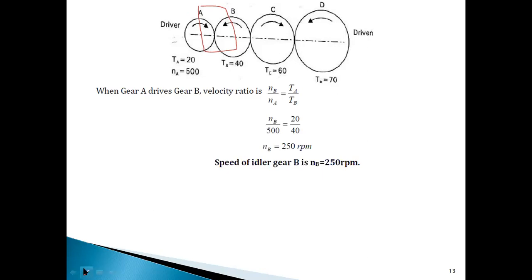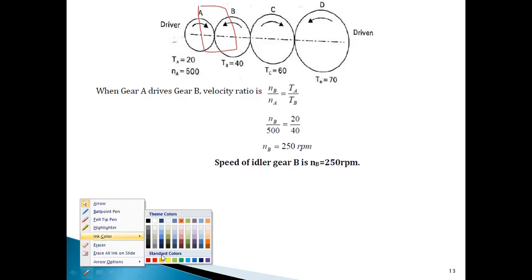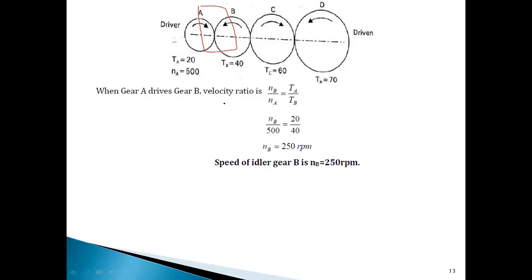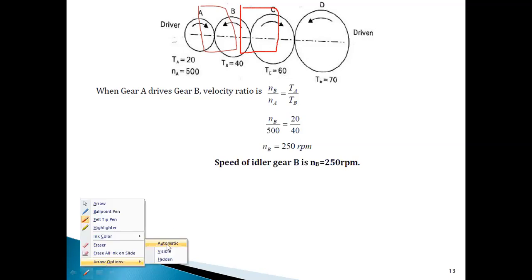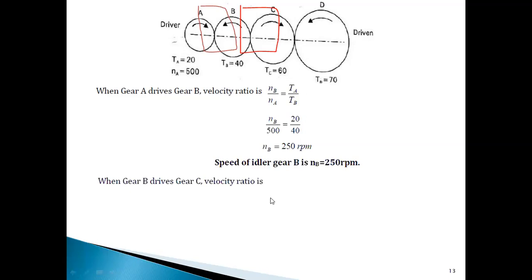Next, we move to B and C. This is the combination of B and C here. So what do we get now? NC by NB is equal to TB by TC. You will get the speed of the idler gear using this equation. Let us see what we get here. Gear B drives gear C. NC by NB is equal to TB by TC. So TB by TC, what do we get? The value of NC is 166.67 RPM.